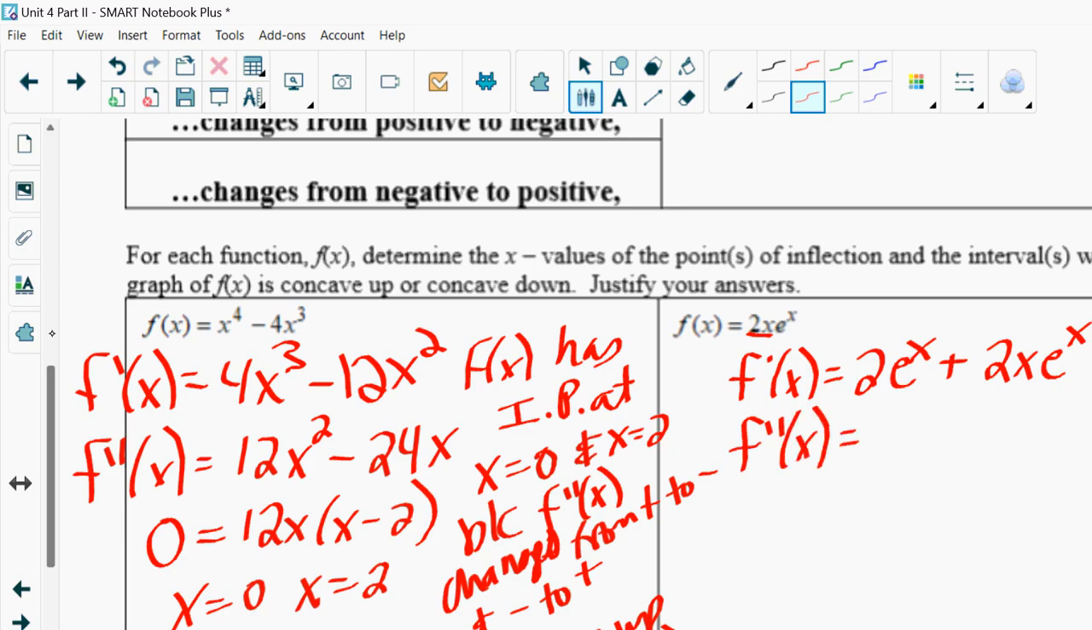Do I need the product rule for 2e to the x? No, because 2 is just a constant, a coefficient. So the derivative of 2e to the x is just 2e to the x. Do you agree with me on that? But now this is the product rule again, or it's what we just did. I feel like we did a very similar problem to this. The derivative of 2x is 2, and I leave the e to the x alone, plus I leave the 2x alone, and the derivative of e to the x is e to the x.